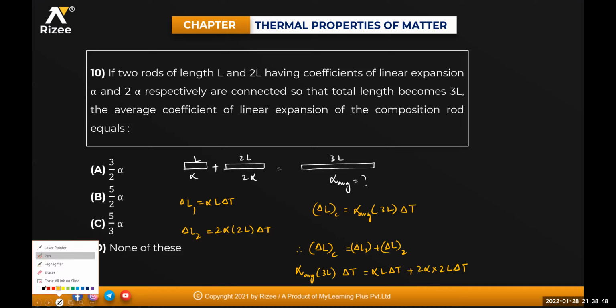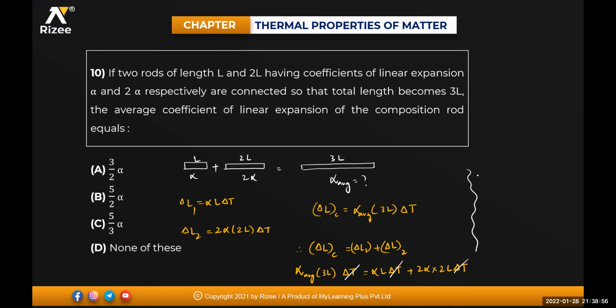Anything getting cancelled in this one, you see right now? This delta T and this delta T will get cancelled. So if I simplify this one, alpha average into 3L will be equal to alpha into L plus 2 into 2, 4 alpha into L. That means this will become 5 alpha into L. So this is alpha average into 3L. This L will get cancelled. So alpha average of the composite rod will become 5 alpha divided by 3.